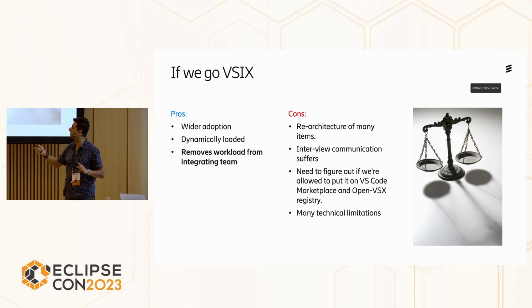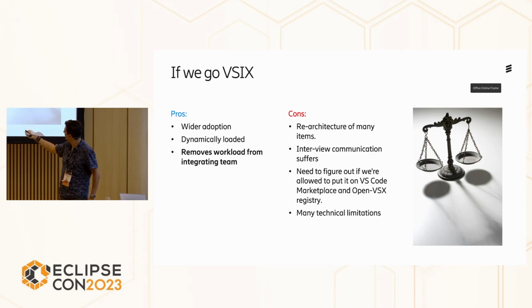But here, so we're going to go VS Code API. VSIX, that's their format. But what happens if we do? We'll get wider adoption. Cool. It's dynamically loaded. Cool. It removes workload from the integrating team. Why is that bold? This one represents real, tangible savings for companies. Like, I like eating, so I like getting paid for what I do. Everyone seems to agree with that philosophy.